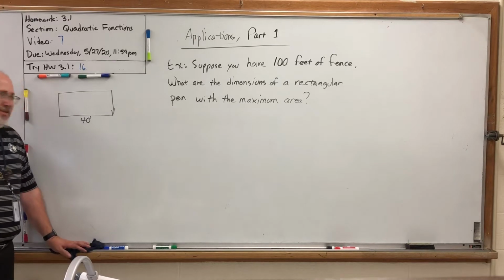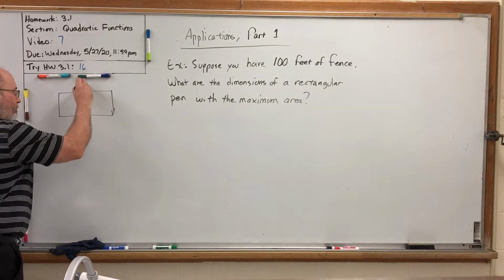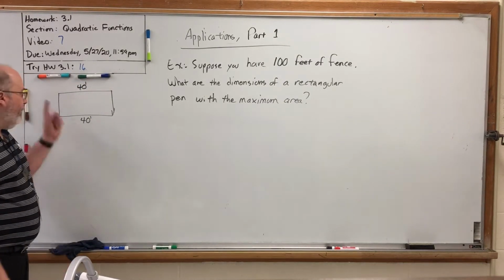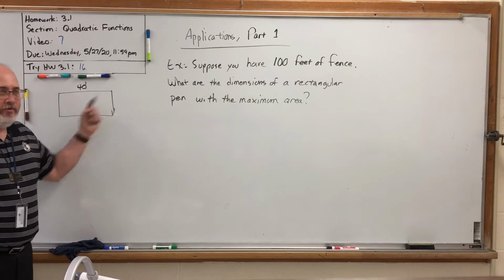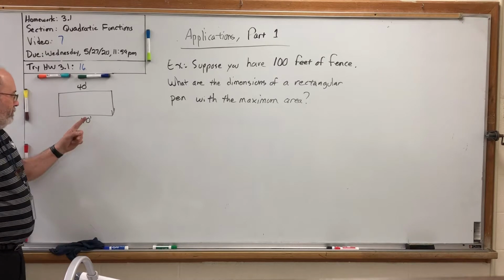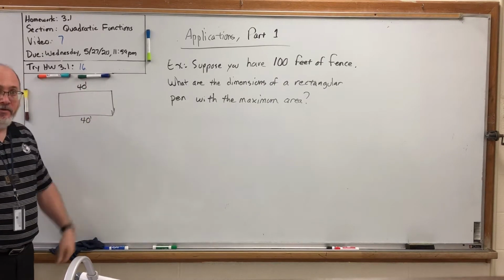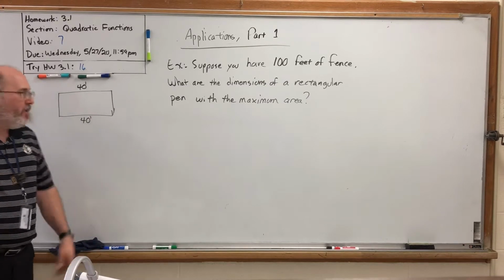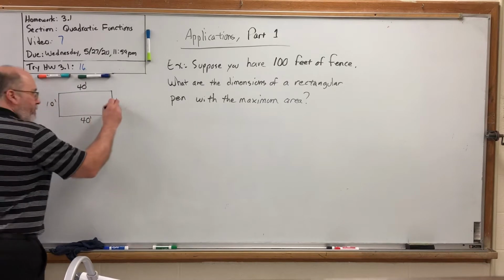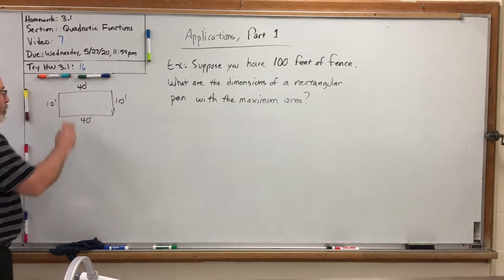Now, if it's a rectangle, I know that the other side has to be the same dimension. But if we have only 100 feet, do you know how long each of these are? Hint, they're not 20 each. Because out of the 100, we've already accounted for 80 of the feet. So that means we have 20 feet left to share among these two sides. So we could have a 10 by 40 pen that's 100 feet around, but what would this area be?